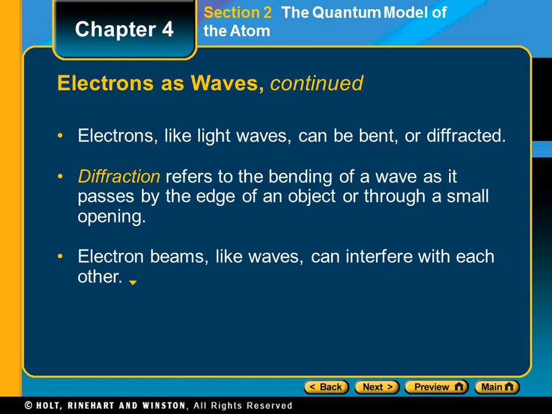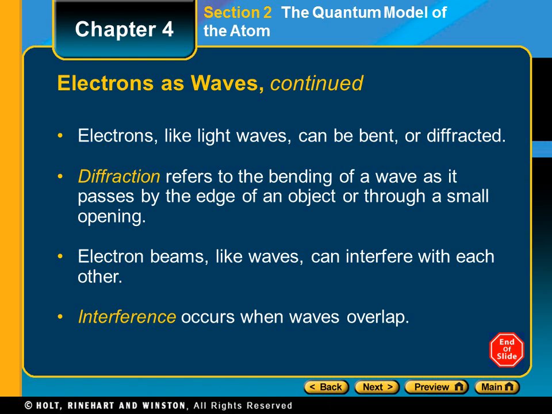Also, if these electrons are functioning as waves, then it would follow that electron beams, like waves, can interfere with each other. If you have two waves coming from opposite directions or perpendicular to each other and these waves run into each other, it causes what we call interference. And interference basically occurs when waves overlap.